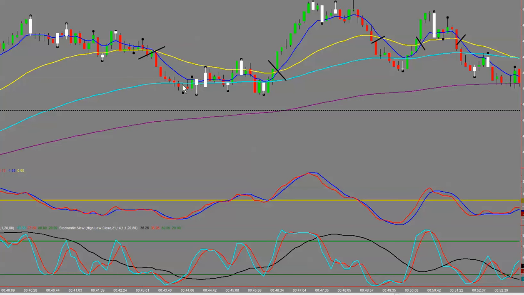You bounce on the 89 again. So you can see here we've got 89 bounce trades. Crossover, here's your trade again. Counter trend, you bounce. Okay, finally we break through.